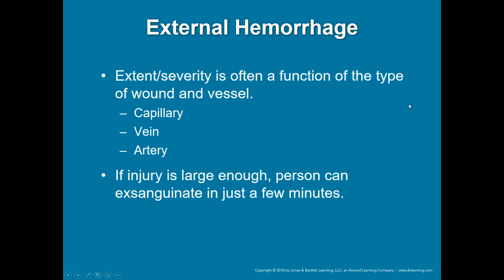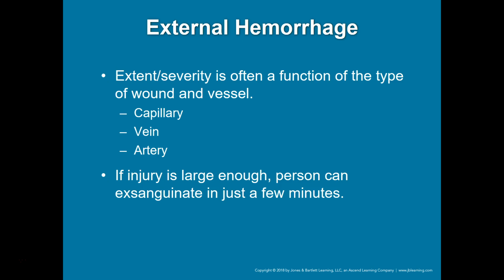An injury to one of your more centrally located arteries, so your femoral artery, brachial arteries, obviously carotid arteries, can all result in exsanguination, which is simply broken down: exsanguination means a person just bleeds out.